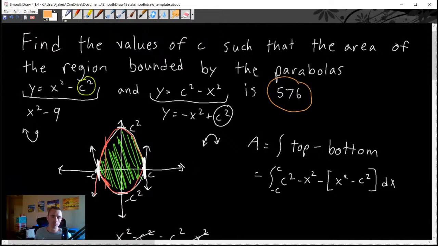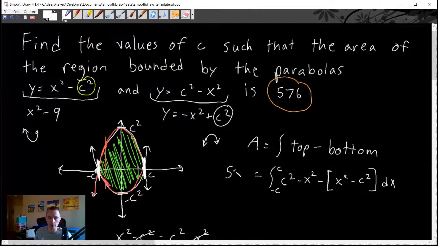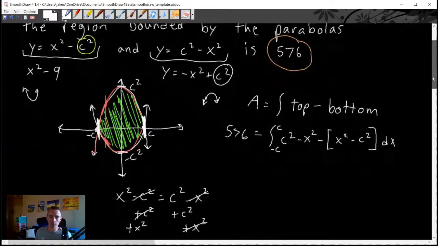We already know that the area of this region is 576. So if this equation is meant to represent the area of this region, we already know what this is equal to. We're not actually trying to solve for this here. We're trying to solve for c. We already know what this integral is equal to. It's going to be equal to 576.